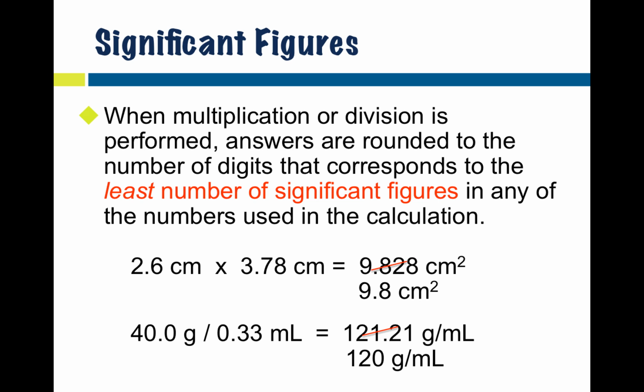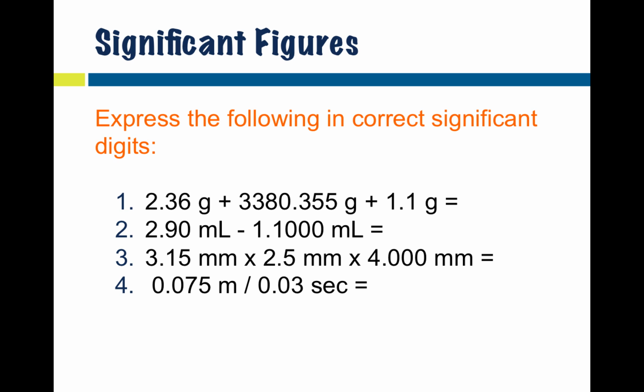All right? Let's look at this very quickly. Express the following in correct sig figs. Let's do some practicing. 2.36 plus 3380.355 plus 1.1 grams. It's an addition problem. We are looking for something that has the fewest number of decimal places. I've got 2 decimal places, 3 decimal places, and 1 decimal place. So my answer is going to have 1 decimal place. When I do the math, I get this. And I'm going to have to round that to something with 1 decimal place. 3383.8 grams.